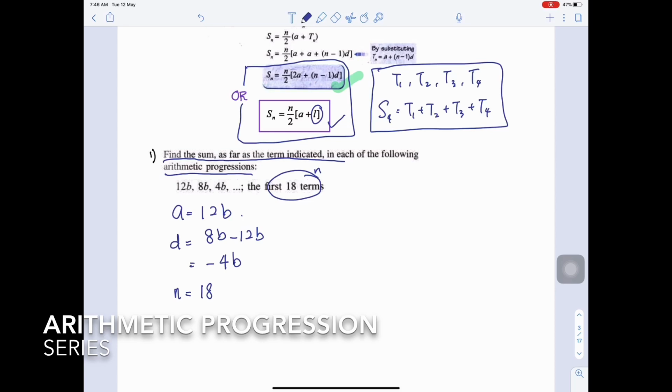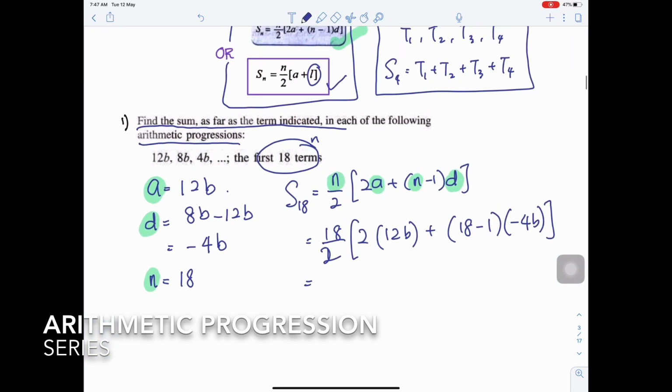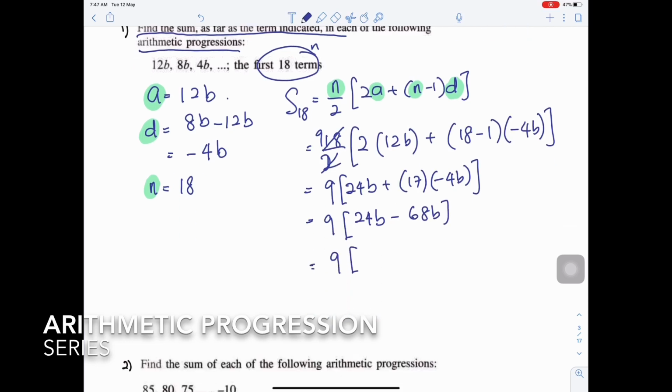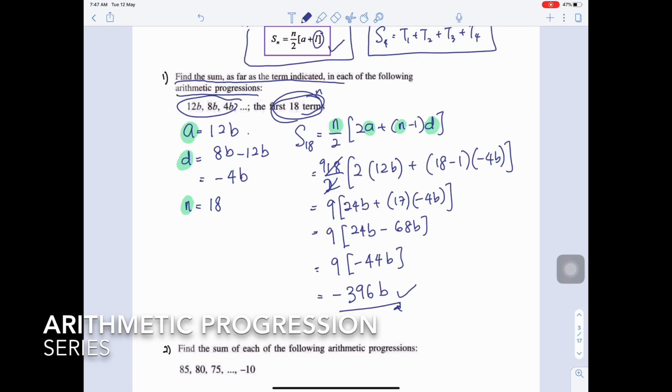So to find the sum of the first 18 terms, S18 equals, this is the formula, n over 2 times 2a plus n minus 1 times d. Then substitute the values of a, d and n. 18 over 2 times 2a, which is 12b, plus 18 minus 1 times negative 4b, close the big bracket. Simplify, we get 9 times 24b plus 17 times negative 4b, so 9 times 24b minus 68b, which equals 9 times negative 44b. So the answer is negative 396b. The sum of the first 18 terms of the sequence equals negative 396b.